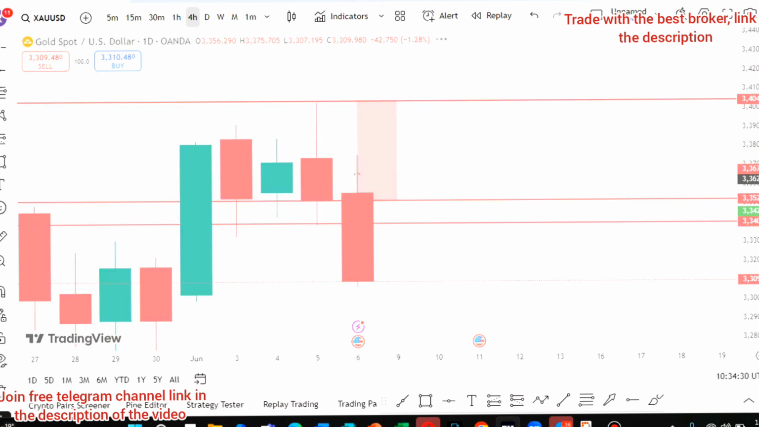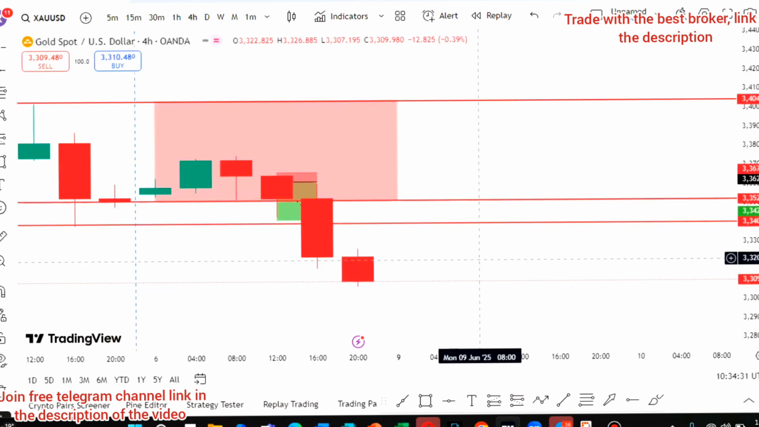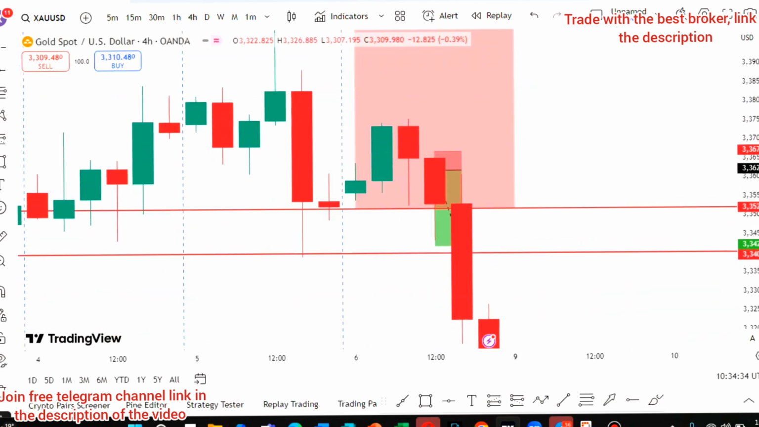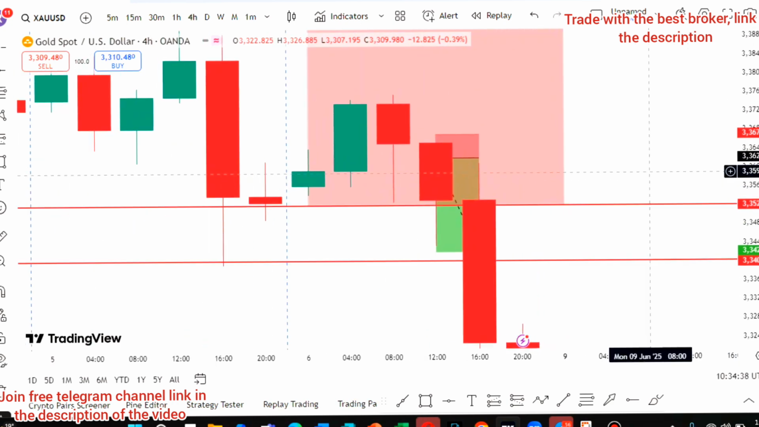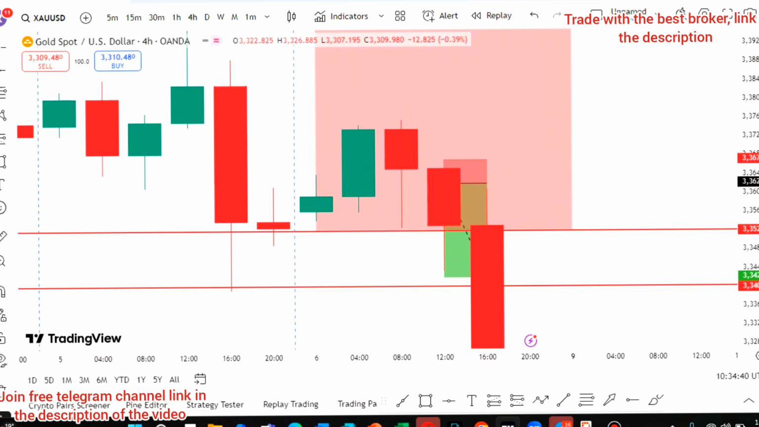Okay, so let's go to the 4-hour time frame and look for our entry execution. So by the time I opened my chart, it was around 12. Okay, so I marked the 8 a.m. candle on the 4-hour time frame. As you can see, we are on a 4-hour time frame.